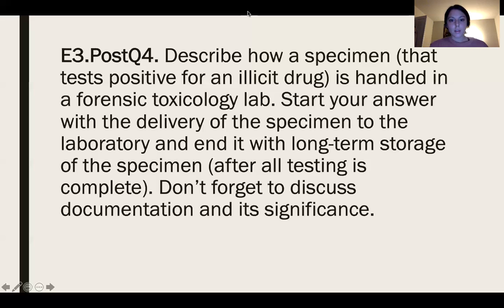They will test to see what class of drugs there might be, so they're basically narrowing it down to a particular group. And then from there, they can do a confirmation test, and the confirmation test will confirm exactly what drug or something else was in that sample and exactly what concentration or amount was in there.